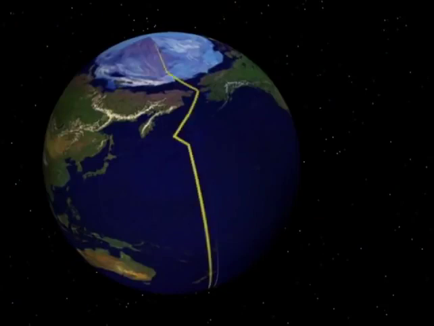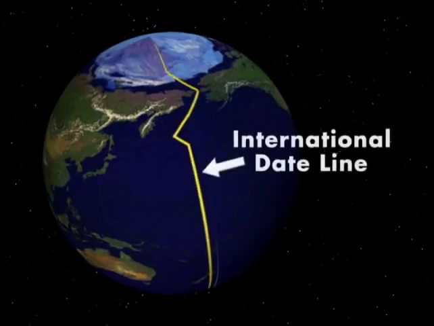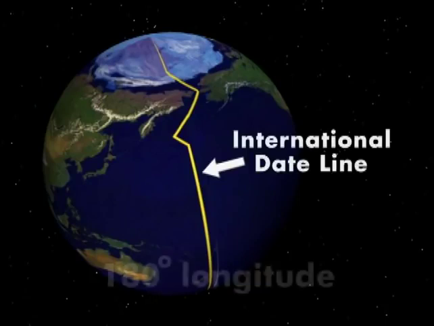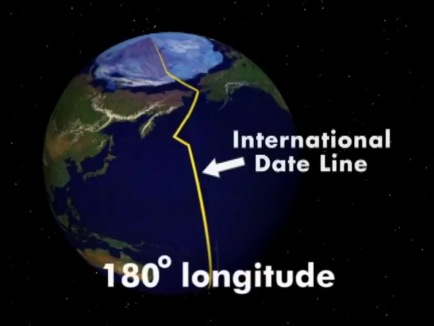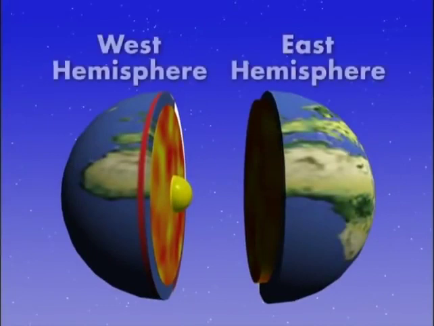The prime meridian does not go completely around the Earth like the equator. The imaginary line on the opposite side of the Earth from the prime meridian is the international date line. It's 180 degrees longitude. The Earth is also divided at these two lines. Everything west of the prime meridian to the international date line is the western hemisphere, and everything east of the prime meridian to the international date line is the eastern hemisphere. This imaginary grid, the lines of latitude and longitude, will help us as we study the first theme of geography, location.